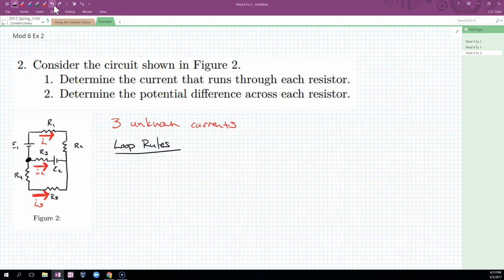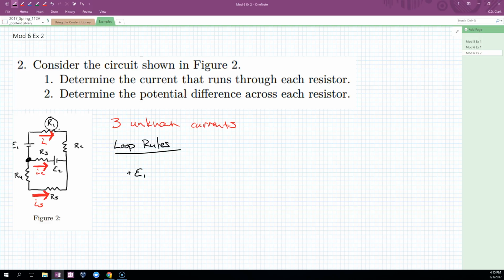When I run into EMFs, it's easy. The first one I run into is EMF 1, and I'm going from the negative side to the positive side, so I'm going to get an increase in the voltage. That's plus EMF 1. The next one I run into is resistor 1, and I'm going through that resistor from left to right. That's in the direction of current, and that means that the potential is going to decrease.